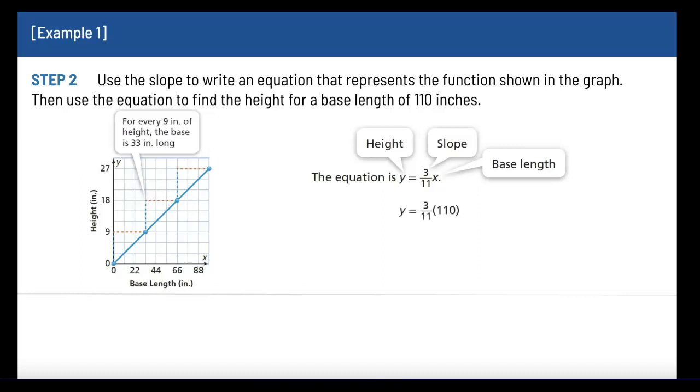So we plug in 110 for x. 110 times 3 over 11 is simply 30. You can do this with a calculator. So the height of the ramp is 30 inches. That's going to be about 2.5 feet tall.